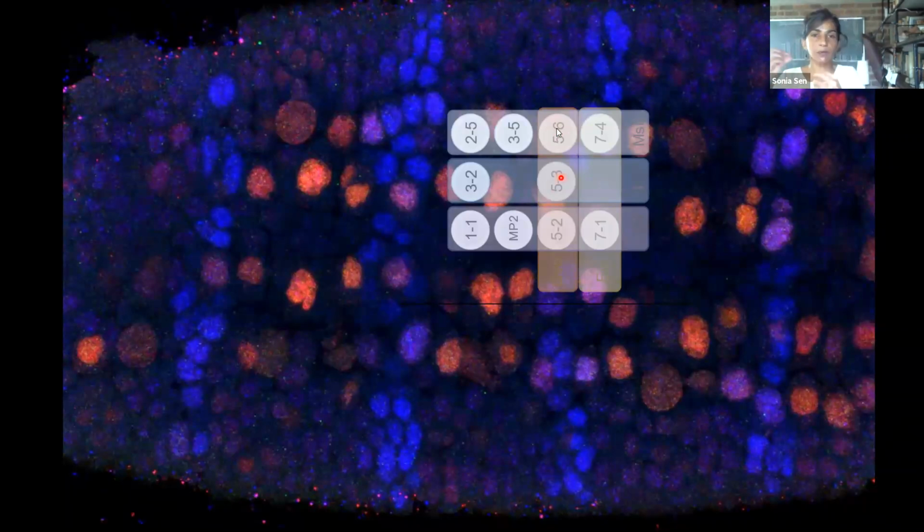So basically what I'm saying is all of this patterning event, anterior posterior dorsoventral patterning, what it's doing is making each neural stem cell molecularly distinct from one another.